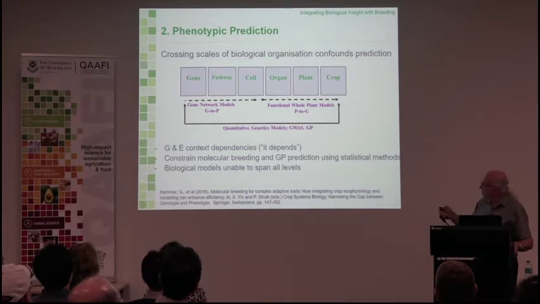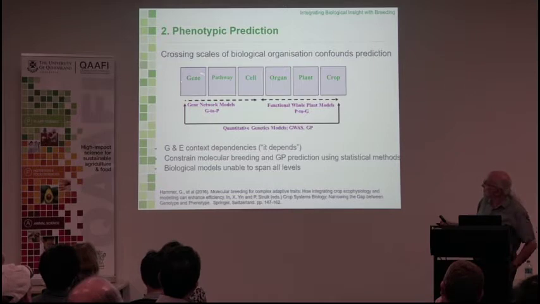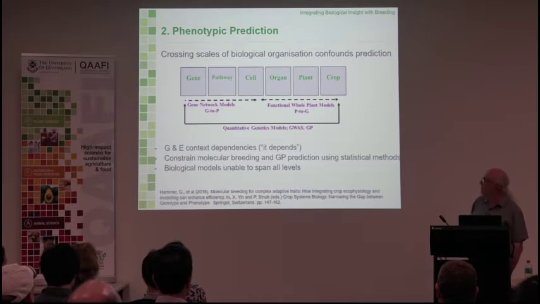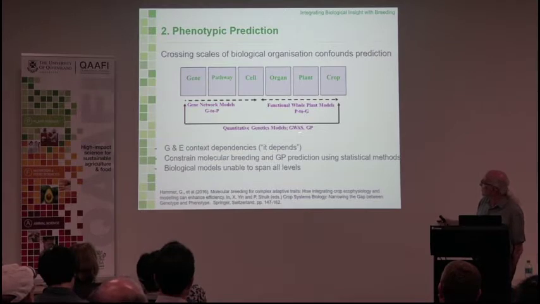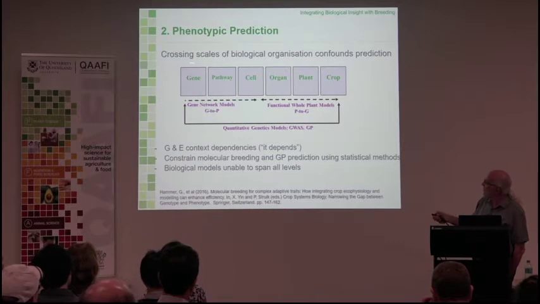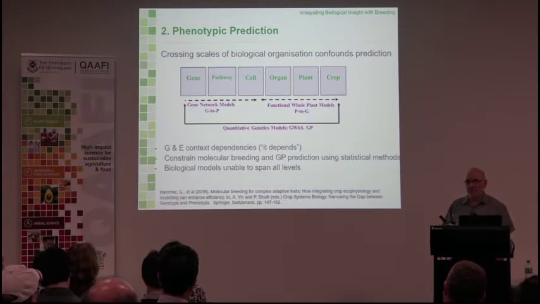and from gene through pathways to cell, organ, plant, up to crop. Now, the conventional method is to just say, okay, we understand some genetics profile, we have a phenotype at the crop scale, we've measured yield or growth or whatever, and we can fit some model, quantitative genetics or some genetic prediction model, and we can sort of connect the two ends up.